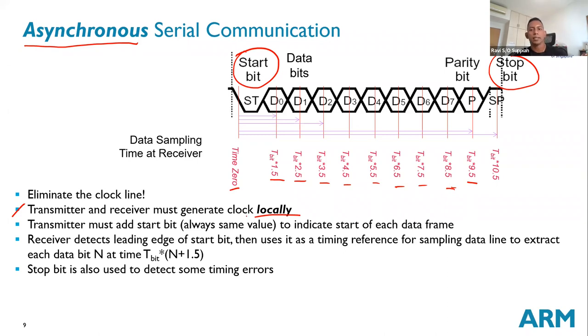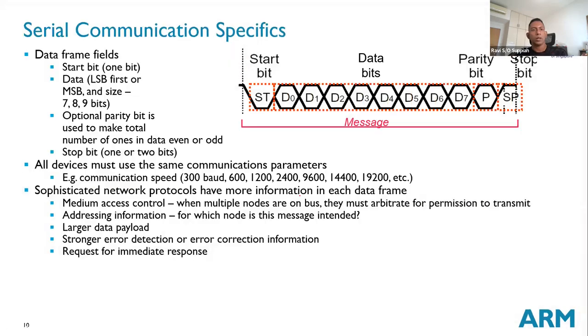All right, so you can see that basically the whole concept is designed such that you eliminate the clock line. So you only transmit the data and the receiver is able to accurately detect the start bit and then do its own sampling at the same clock rate to extract out the data. All right, so this is basically the overall format.